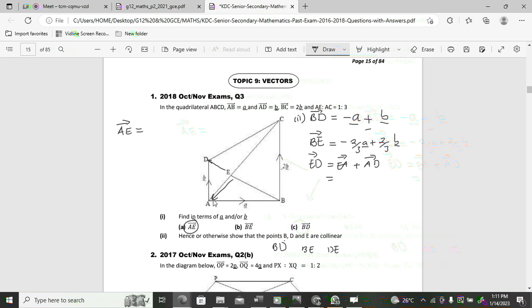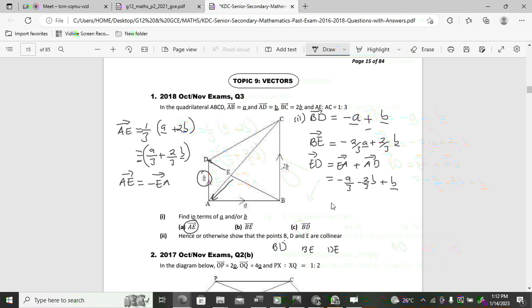Okay, so we first found AC, and we said AE was 1 over 3 of AC, and AC was a plus 2b. This gave us a over 3 plus 2 over 3 b if we multiply. Now here we want EA. Remember, AE is just the negative of EA. So we multiply this by a negative. It will be negative a over 3 and then negative 2 over 3 b. This is EA, and then plus AD. What is AD? We are able to see that it's b here.